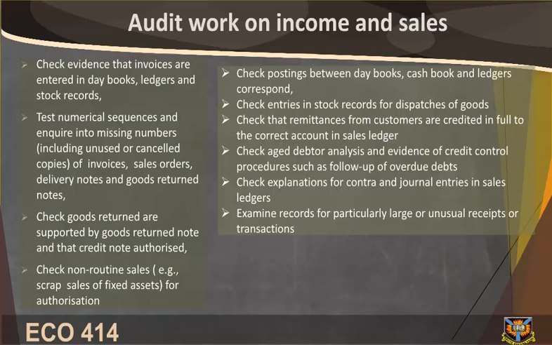Check aged debtor analysis, and evidence of credit control procedures such as follow-up of overdue debts. Check explanations for contra and journal entries in sales ledgers. Examine records for particularly large or unusual receipts or transactions.